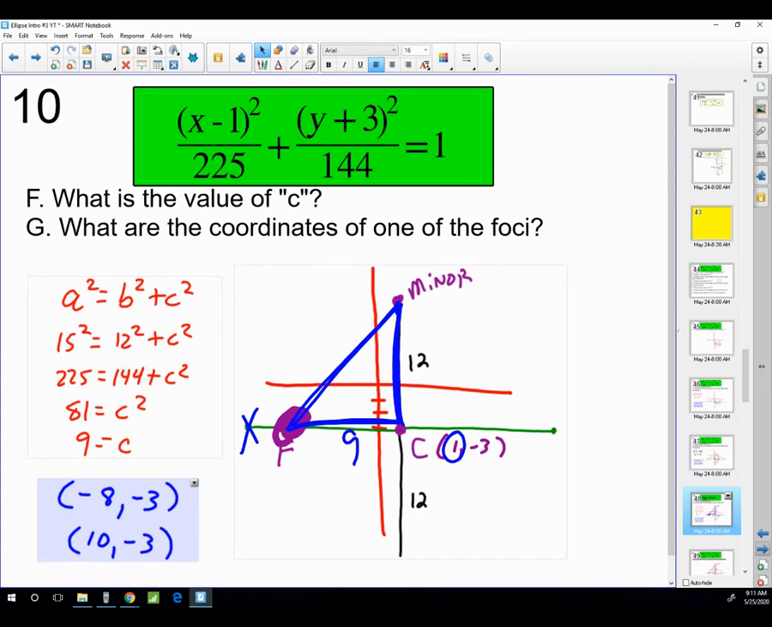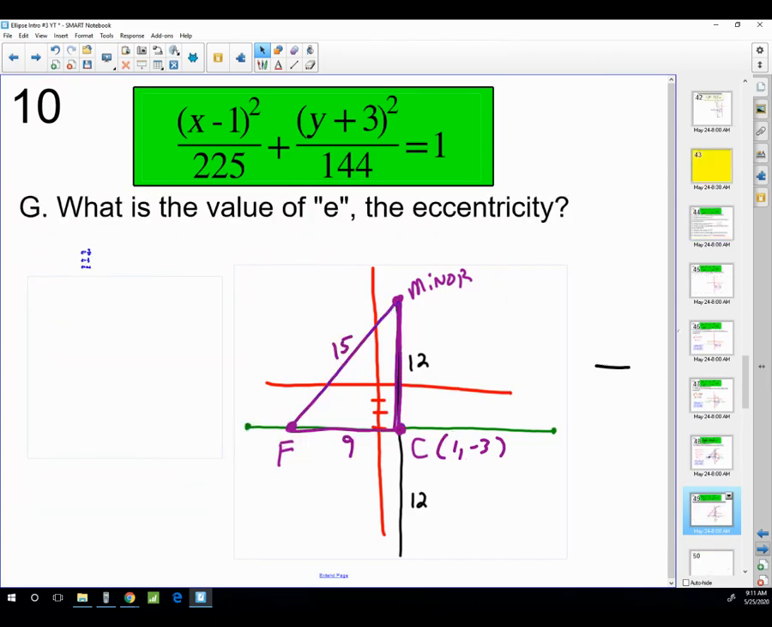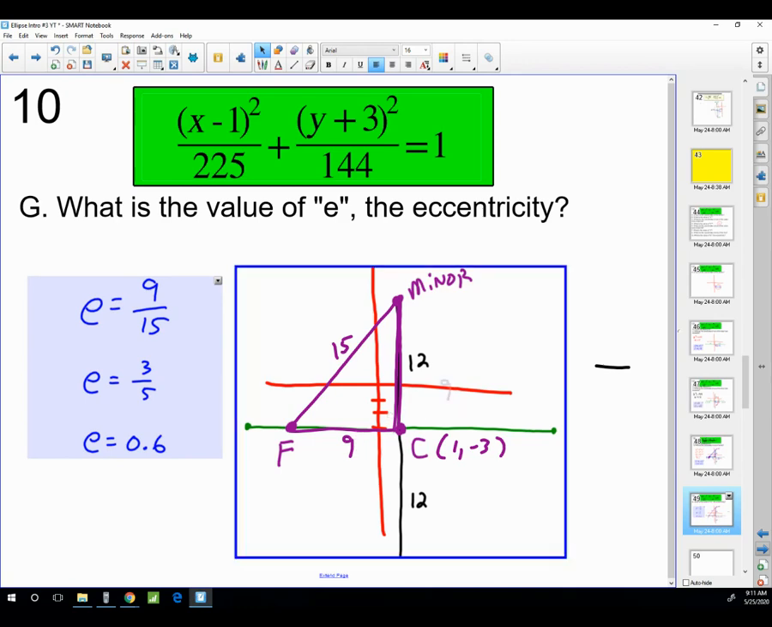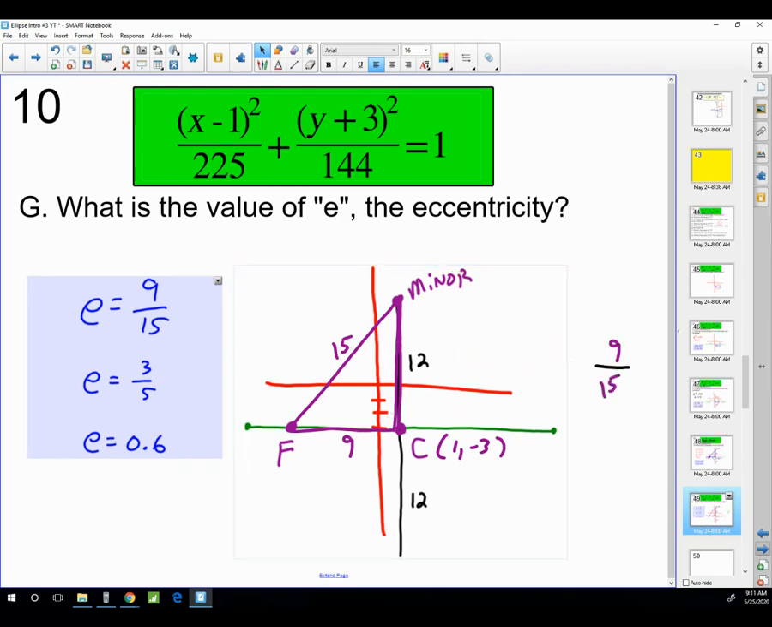Man, that's fantastic. I think we have one thing left, which is just the eccentricity. The eccentricity is c over a. So that is going to be 9 over 15, which is 0.6. Remember, it's 9 here over 15, c over a, to give you that fraction.